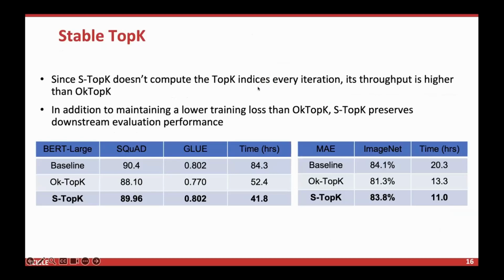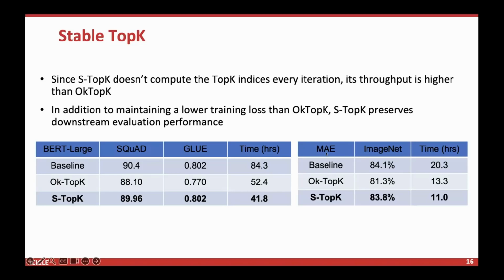Since Stable-TopK doesn't compute the TopK indices every iteration, its throughput is higher than OK-TopK. And in addition to maintaining a low training loss, Stable-TopK preserves downstream evaluation performance, but not perfectly. The left table shows the BERT large performance. On SQuAD, OK-TopK is only 88.1, and with Stable-TopK we can reach 89.96, which is closer to the baseline, but we are still a little bit further away. But for GLUE, you see it matches the baseline, which is an encouraging sign. And in terms of time, baseline takes 84 hours, OK-TopK takes 52, and Stable-TopK only takes 42 hours. So it's almost a 2 times reduction from the baseline and a 20% improvement over OK-TopK.